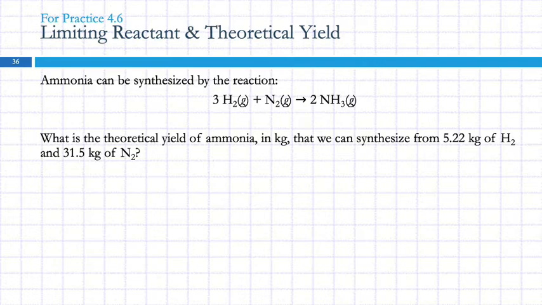Let's do another one. Ammonia can be synthesized by the reaction 3H2 plus N2 makes 2NH3. We looked at this with the little pictures. What's the theoretical yield of ammonia in kilograms that we can synthesize from 5.22 kilograms of hydrogen and 31.5 kilograms of nitrogen?